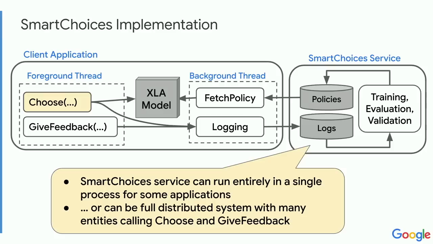And in that case, we have a more complex distributed system that actually takes the choices and the actual feedback, joins them all together in an offline processing step, and then can retrain the model based on that feedback, and then can push new models out to the serving system of all the different software that's making use of that.